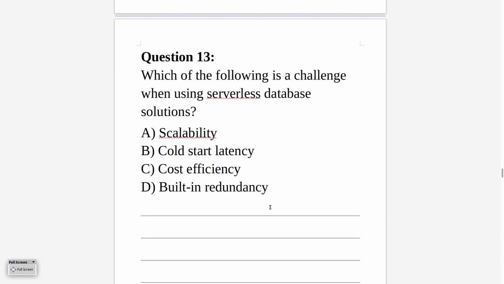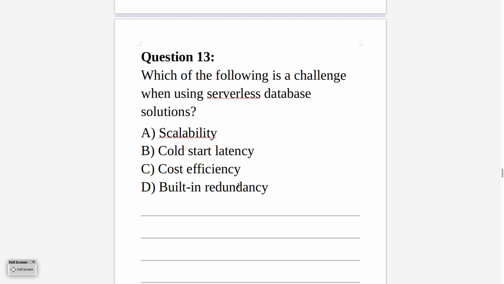Which of the following is a challenge when using serverless database solutions? Scalability, cold start latency, cost efficiency, built-in redundancy. Okay. So I already think it's cold start latency, because that is one of the challenges generally with using serverless technology. It can be a little bit slow to start. So it's not scalability, because you can scale theoretically almost infinitely with serverless, and cost efficiency is not a challenge. Serverless is cheap.